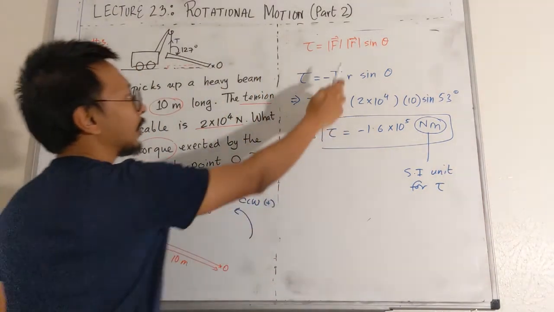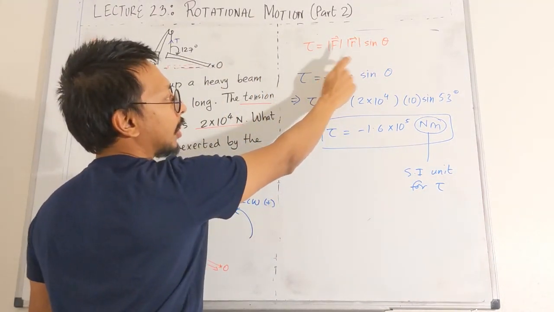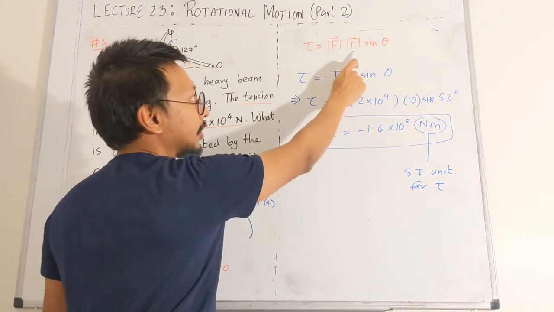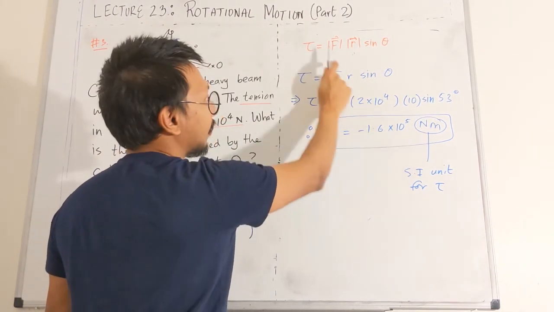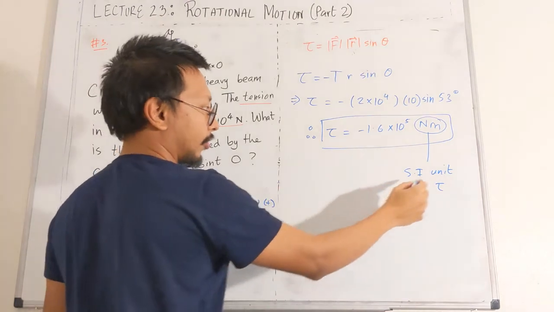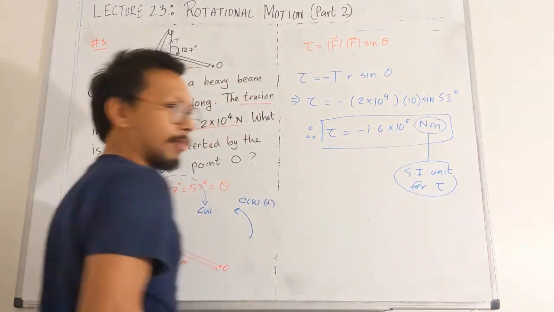Now, newton meters is the SI unit for torque, because torque is defined as force times distance. Distance is measured in units of length, meters. Force is measured in newtons. So the SI unit for torque is newton meters.